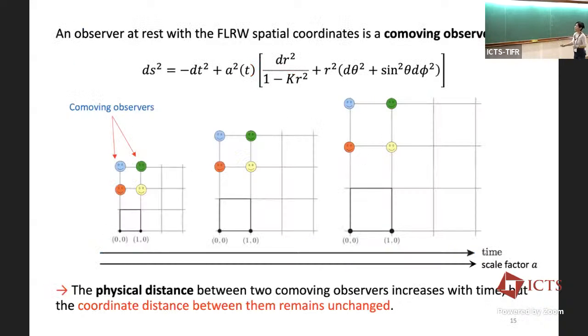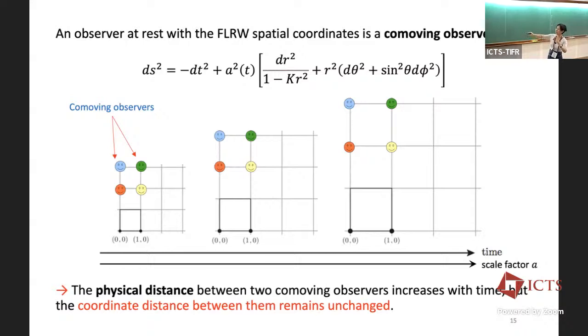Now, another important concept in FLRW cosmology is the co-moving observer. That's basically an observer that is at rest with respect to the spatial coordinates of this geometry. If you look at this schematic here, this is basically a grid in space, a spatial coordinate system, and these four smiley faces are co-moving observers. They're sitting at rest on the coordinate points.